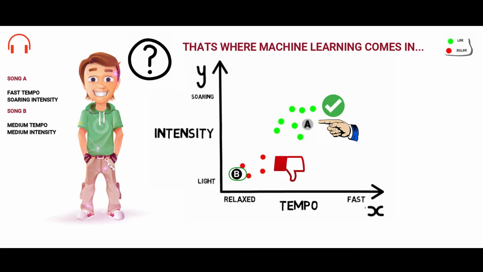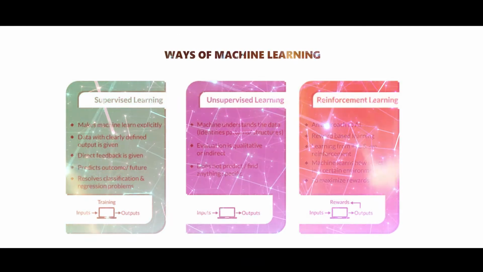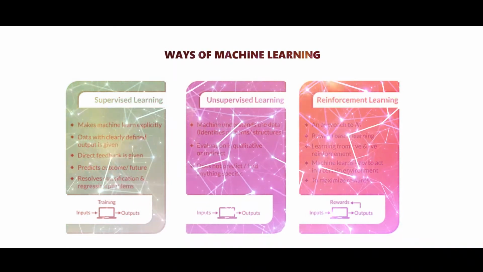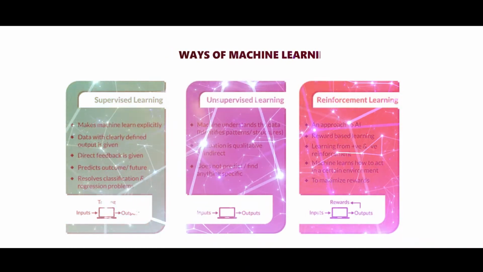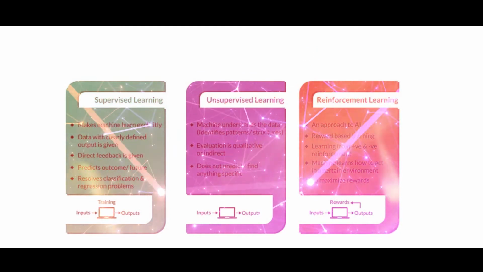But what happens when the choices become complicated, as in the case of Song B? That's when machine learning comes in. It learns from the data, builds the prediction model, and when a new data point comes in, it can easily make a prediction for it. The more the data, the better the model, and the higher the accuracy. There are many ways in which the machine learns. It could be either supervised learning, unsupervised learning, or reinforcement learning.